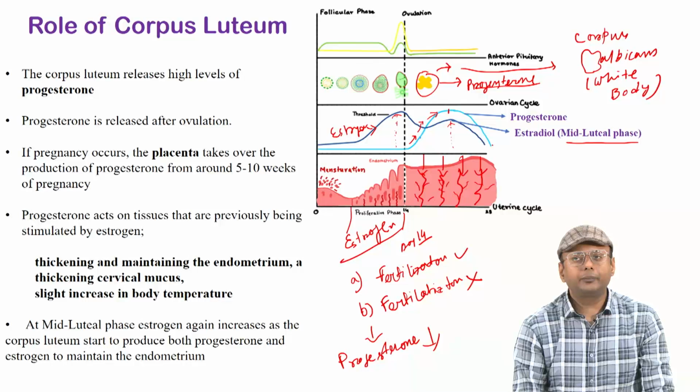And do you know why it happens? Because the corpus luteum around day 20 to 22 does not only secrete progesterone, it also starts to secrete some amount of estrogen. So, you can see at this point there is another rise or surge of estrogen level, because around day 20 to day 24 the corpus luteum secretes both progesterone and estrogen.